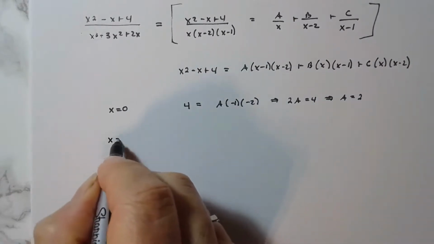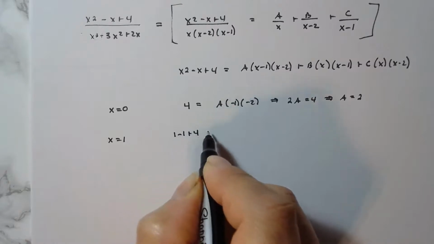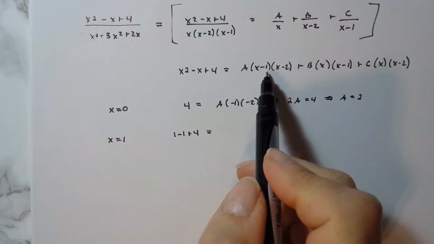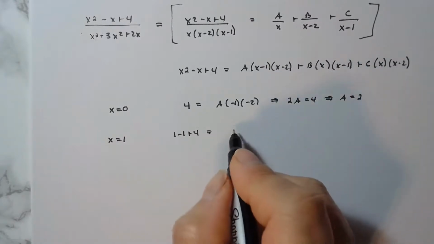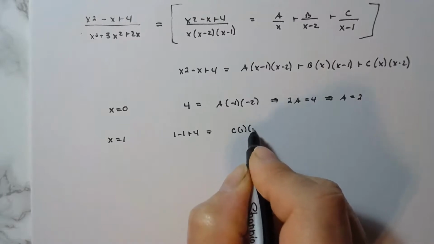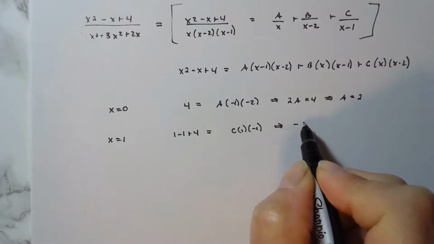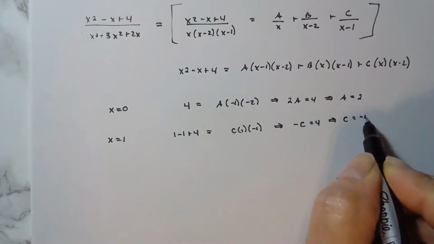When x is equal to positive 1, I'm going to have 1 minus 1 plus 4 is equal to, well, if I plug a 1 in here, a is going to go away. If I plug a 1 in here, b is going to go away. So what I'm left with is c times 1 times negative 1. So this means that I have negative c is equal to 4, so that implies that c is equal to negative 4.